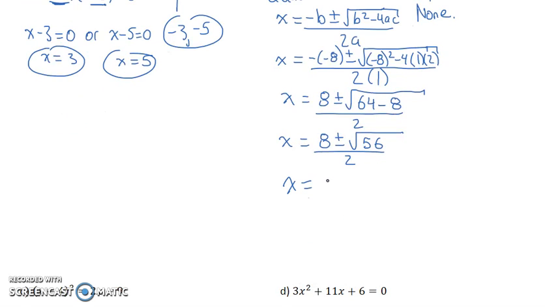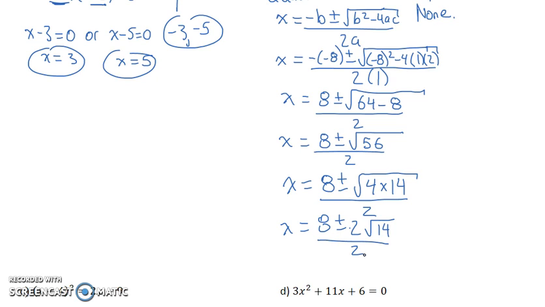Now I needed a little more space to finish this because this actually isn't in the simplest form. We can take out a factor of 4 because 56 is 4 times 14, and then we can go ahead and write it as 8 plus or minus 2 root 14 divided by 2. So the solution is actually, if we divide 8 by 2 and 2 by 2, 4 plus root 14, or 4 minus root 14, which isn't quite fitting in on my screen there. 4 minus root 14. There we go.